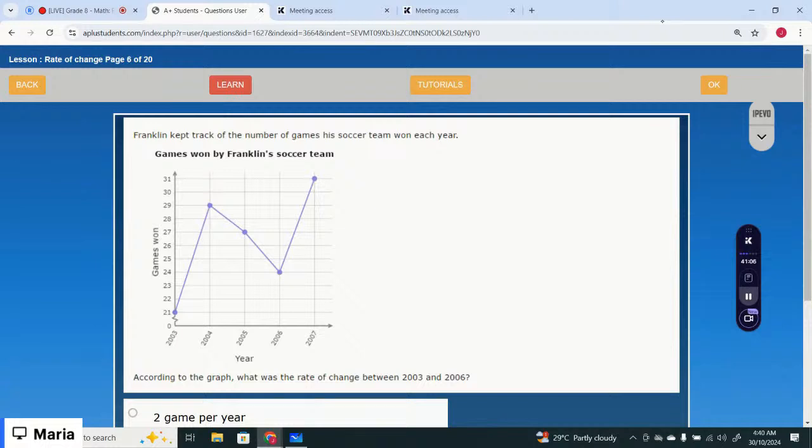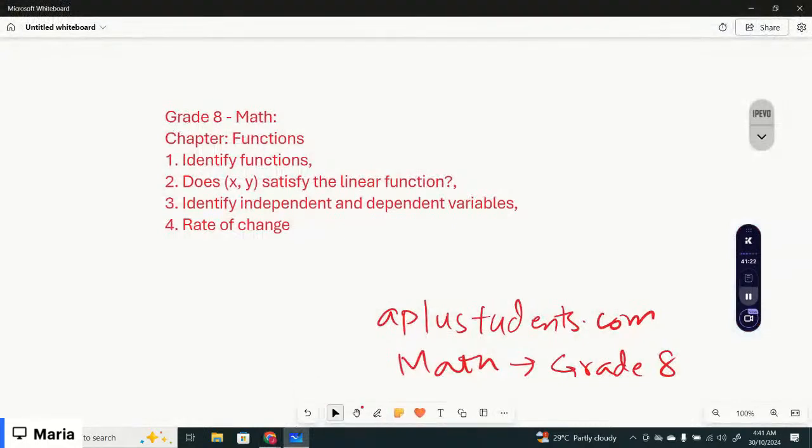So, we were working on grade 8 math. The chapter we were working on is functions. The lessons we have covered today are identify functions, does xy satisfy the linear function, identify independent and dependent variables, and rate of change. So please make sure before the next session you complete all the practice questions for the lessons we just did. That is your homework until next session.